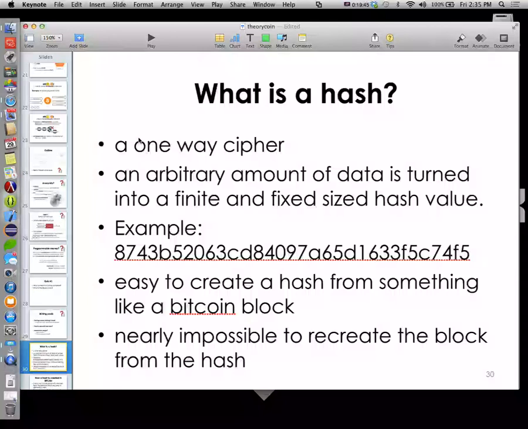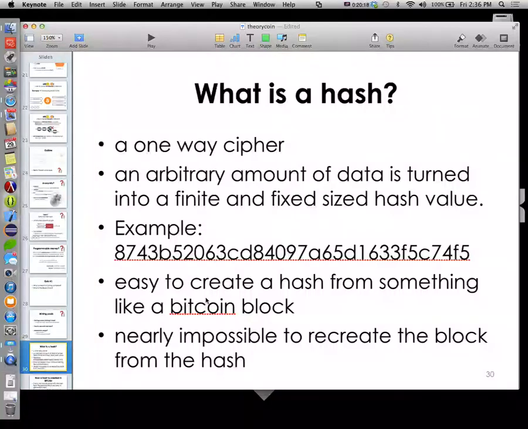Now, the other part of this, the one-way part, says you can't go back. Once you have this hash value, let's just say that if we take Amish's hard drive and we convert it into this hash value, it would be basically impossible for me to recreate his hard drive from that value. It's a one-way cipher. Make sense?